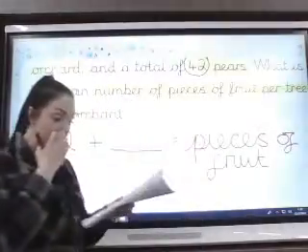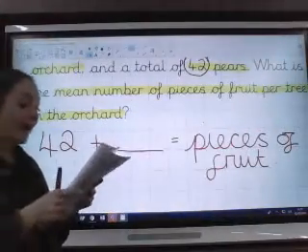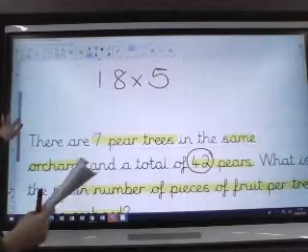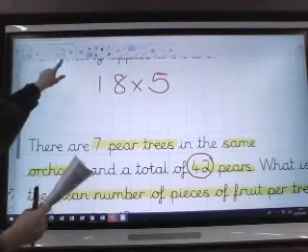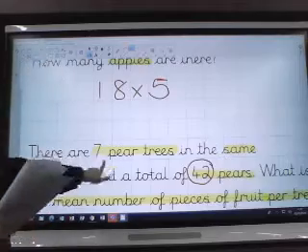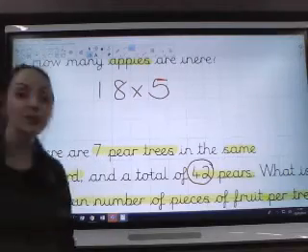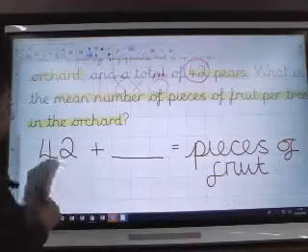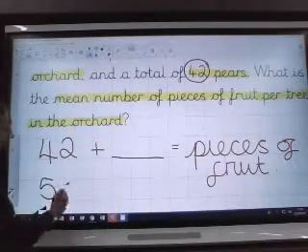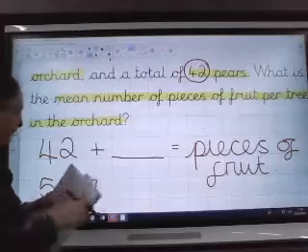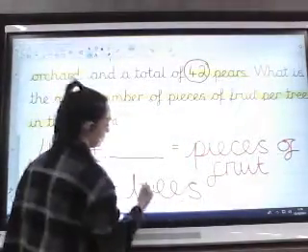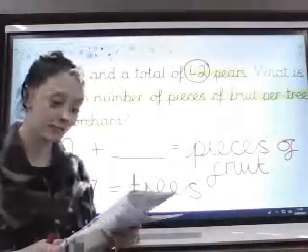Then you need to do the 5. So we had 5 apple trees, remember, up here at the top. We had 5 apple trees and 7 pear trees. So if you do 5 add 7, that will tell you how many trees there are. Okay, you can do that. I know you can all do that mentally.